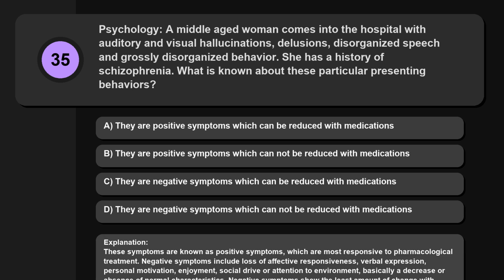These symptoms are known as positive symptoms, which are most responsive to pharmacological treatment. Negative symptoms include loss of affective responsiveness, verbal expression, personal motivation, enjoyment, social drive or attention to environment, basically a decrease or absence of normal characteristics. Negative symptoms show the least amount of change with pharmacological intervention.